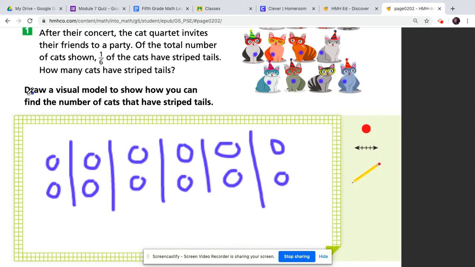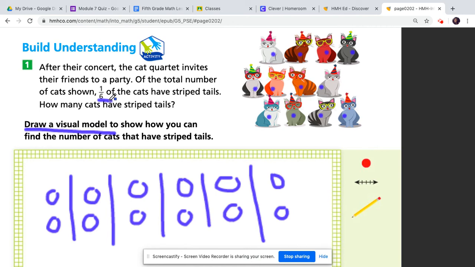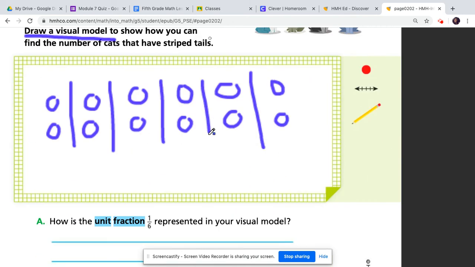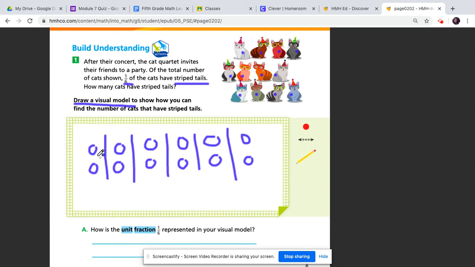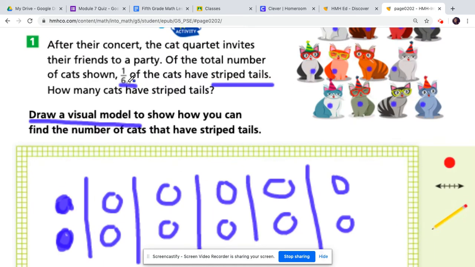Okay, so I drew a visual model to show how of the cats. My key information is that there's 1/6 of them have striped tails. So now I have to show that 1/6, so one of these six groups have striped tails. So I'm just going to pick the first two. Okay, so now this group of cats has stripes. These do not have stripes. The way I was able to do that was because I said, okay, of these six groups, only one of them has striped tails, just like my information told me. There's six groups, that's what my denominator says. Only one of the groups has striped tails.